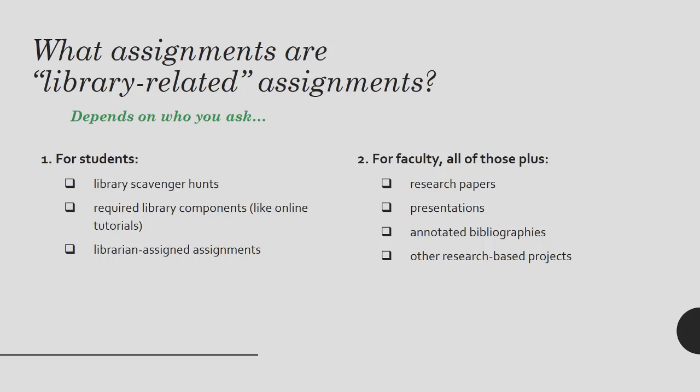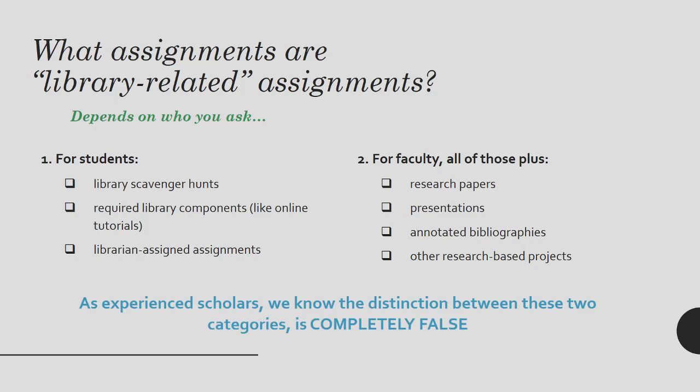And this really depends on who you ask. So for students, library-related assignments are assignments that directly reference the library. So if you require some kind of library component, they think, oh, I guess I have to use the library. But for faculty, we often assign presentations and research papers, all kinds of assignments that are supposed to utilize the library but don't directly reference the library. So we don't see a distinction between these two kinds of assignments, but students really do.